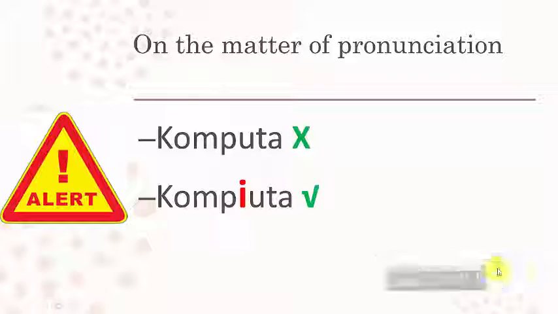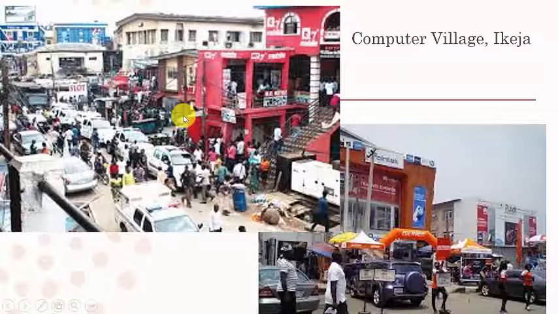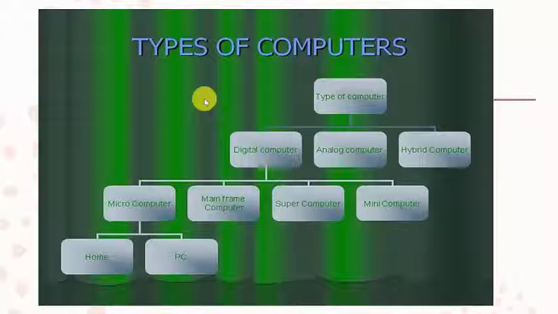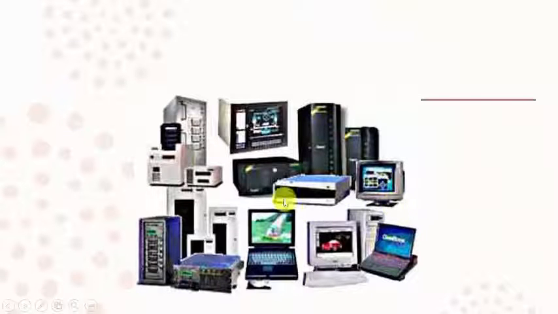our lesson. And come with me to the computer village in Lagos. We're looking at types of computers. So you can see all manner of things there. You'll see this is one of the shops where you have all manner of things. Now, we used to learn that you have digital computer, analog computer, and hybrid computer, as in between these two, or a combination of these two. Microcomputer, mainframe, supercomputer, minicomputer, and all of that. And you go to Computer Village and you find all of this there.